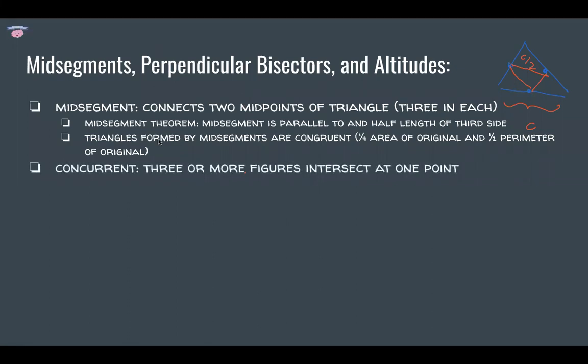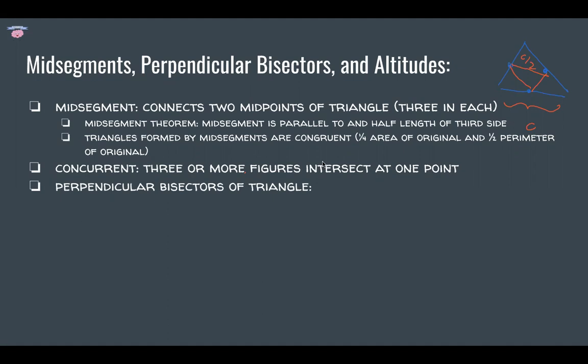Concurrency. Concurrent lines mean that 3 or more figures intersect at one point. In this case, we'll be talking about lines. So these 3 are concurrent because they intersect at this point. This will be important as we talk about the other important segments in a triangle.